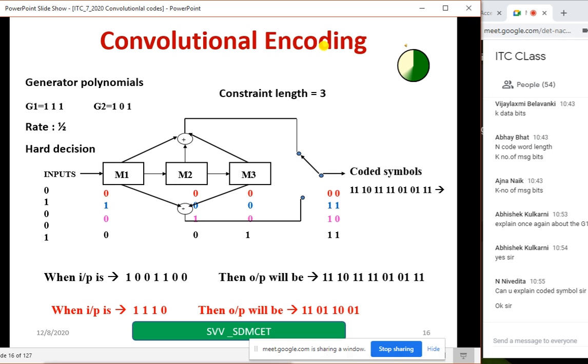A few more seconds I will wait, then I will go to the next slide. Diagram is with you, and only zeros and ones you have to understand. You can copy down. At least these combinations you copy down in your notes. Let me go to the next slide.